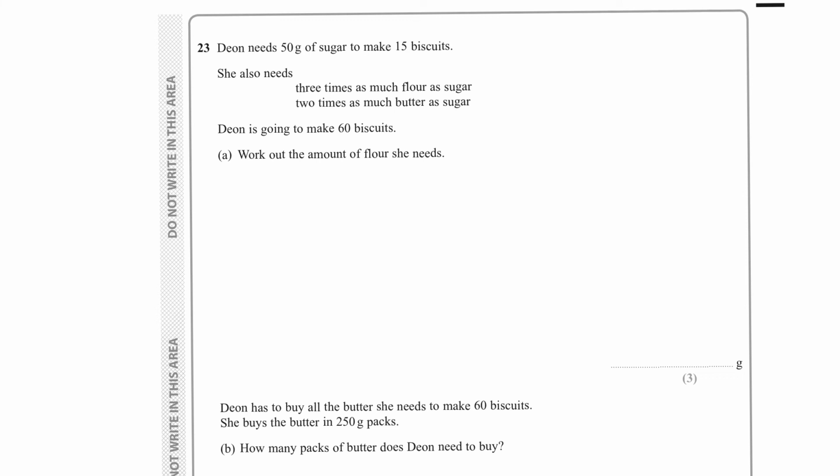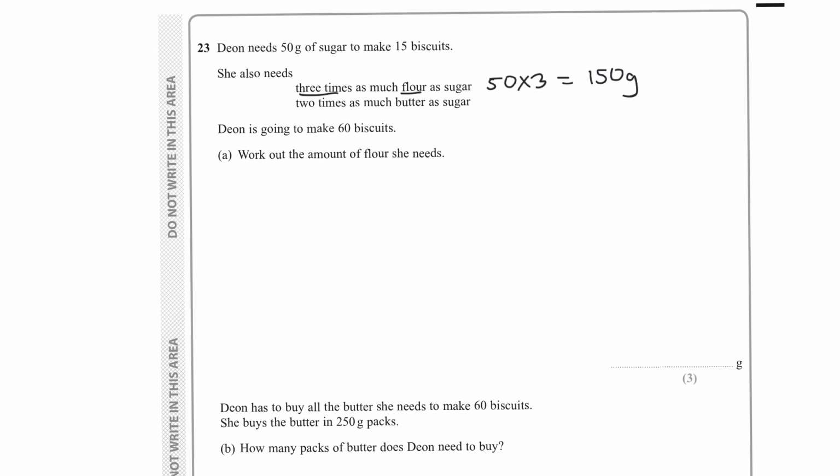Okay. Then looking at the next question. So Dion needs 50 grams of sugar to make 15 biscuits. So there are 3 times as much flour as sugar, and there are 2 times as much butter as sugar. So it says that Dion is going to make 60 biscuits. Work out the amount of flour she needs. Okay, so in terms of the flour that she needs, if we know that it's 3 times as much flour as sugar, we are therefore going to do 50 times 3 to work out how many grams of flour she needs, which is 150 grams.